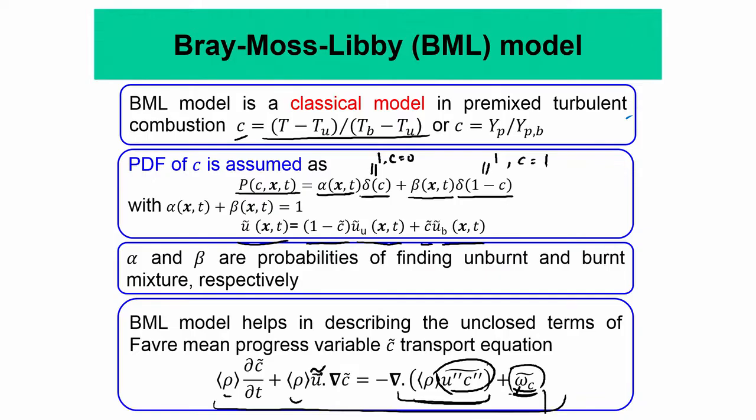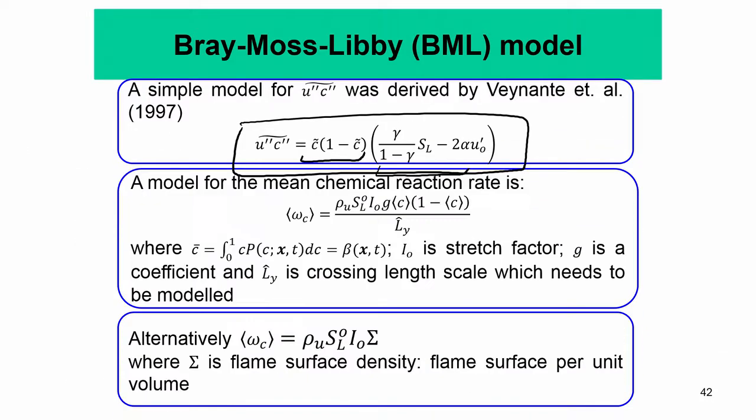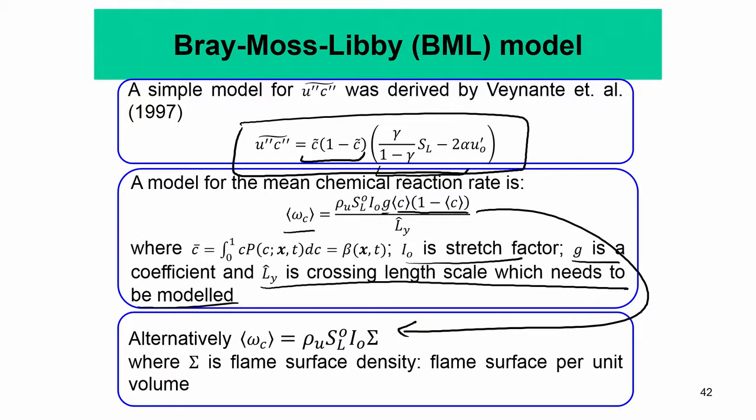Now, of course, you still need to close this term, that is the mean reaction rate, and that can be closed this way. This model was proposed: omega_c ensemble average is equal to the unburnt gas density times the planar laminar flame speed times the stretch factor times some constant G, a coefficient, times c times (1 minus c) divided by L_y. So there are several parameters that have come in. I_0 is a stretch factor, G is a coefficient, and L_y is a crossing length scale which needs to be modeled. Alternatively, you can model this whole thing as something called flame surface density, which is essentially the flame surface per unit volume.